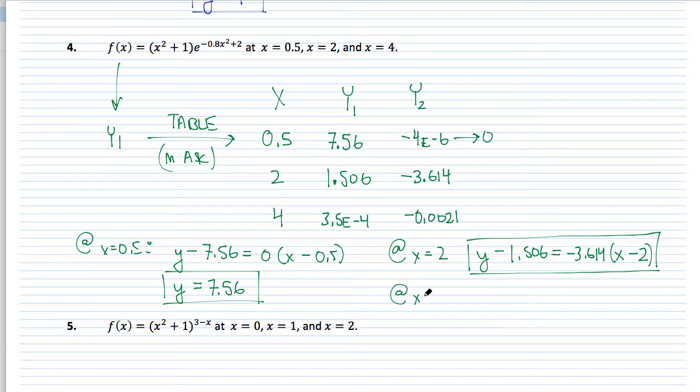And then finally, at x equals 4, we have y minus, let's go ahead and just write 0.00035 equals our slope of negative 0.0021 times x minus 4. So it really does work out to be almost 0, but this way it appears that we didn't just assume it was 0.